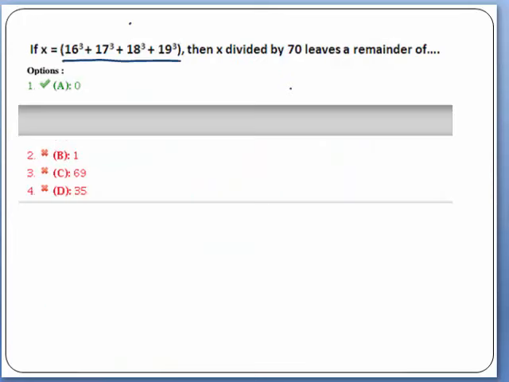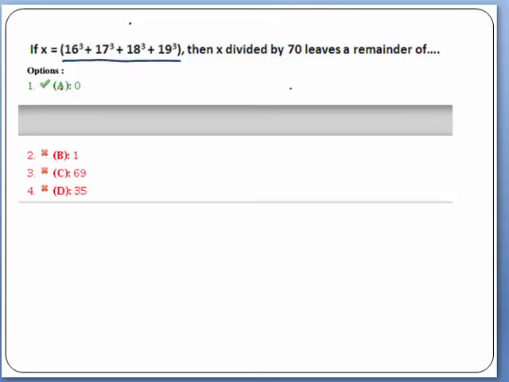Now we'll move on to our second problem, which again on the face of it comes across as a time-intensive problem. The problem is simple. It comes from the number system area, and a lot of questions from this area have also been asked in management entrance examinations like CAT and XAT.